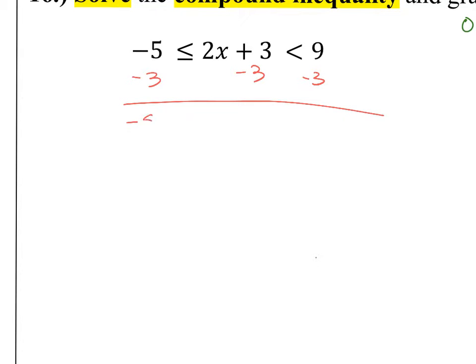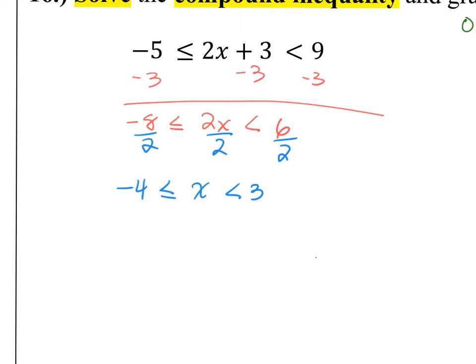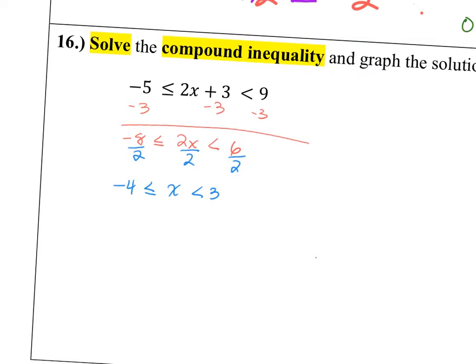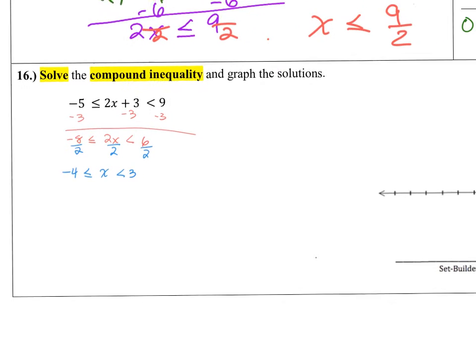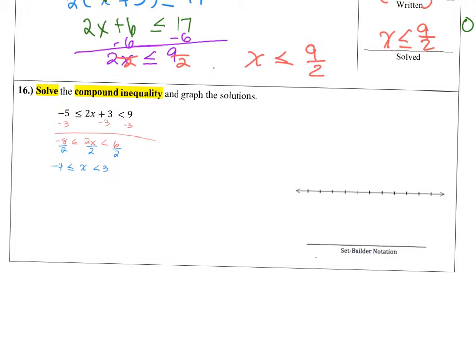Negative 5 minus 3 is negative 8, is less than or equal to 2x, which is less than 6. Does everybody see that? And then what am I going to do? Divide everything by 2. That gives me negative 4 is less than or equal to x, which is less than 3. Pay close attention to the fact that you have an inequality that has an or equal to and one that does not. So you've got to be careful not to just put both of them with the same type of circle.